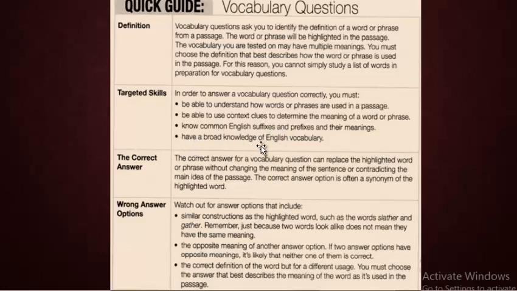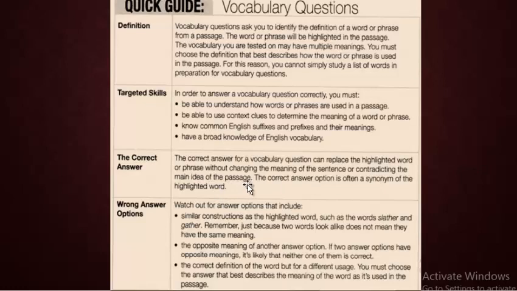And third, have a broad knowledge of English vocabulary. Broad knowledge means you have to know the formation of words. For example, accuse is a verb, accusation is a noun, accusative is an adjective, and accusatively is an adverb. The correct answer. What's the nature of the correct answer? The correct answer for a vocabulary question can replace the highlighted word or phrase without changing the meaning of the sentence or contradicting the main idea of the passage.